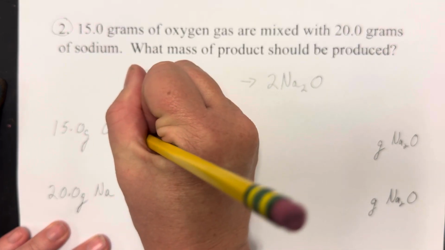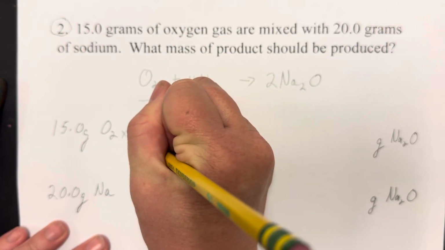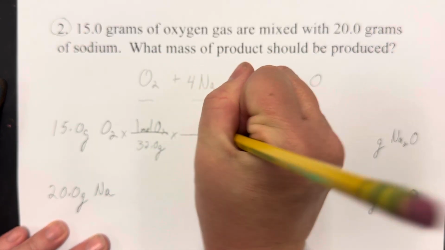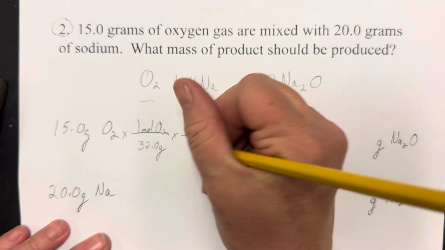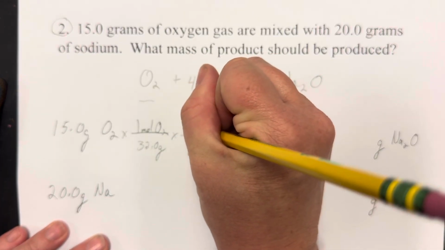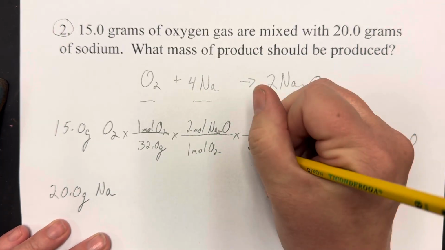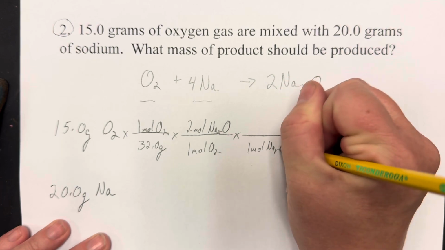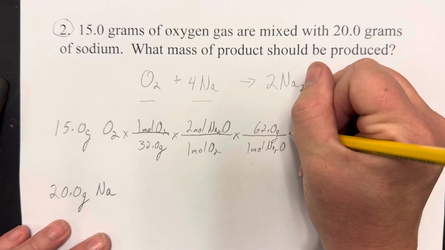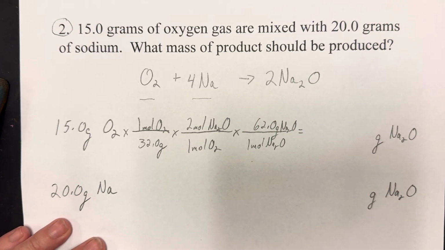All right, I'm going to go on ahead. 1 mole of O2 has a molar mass of 32.0 grams. 1 oxygen, 16, 2 of them's 32. Mole to mole ratio, I have 1 mole of O2 for my balanced equation for every 2 moles of Na2O. And then finally, 1 mole of sodium oxide has a molar mass of 62.0 grams. Okay. All right, I'll put it in my calculator in just a moment.